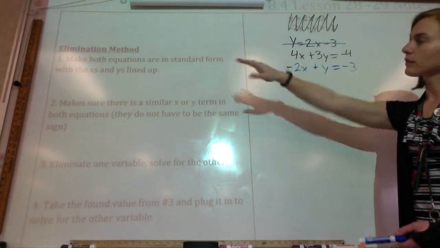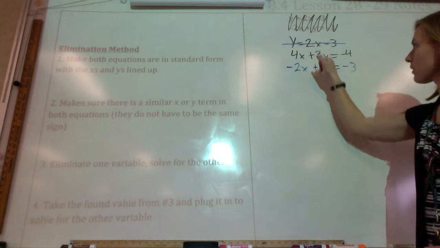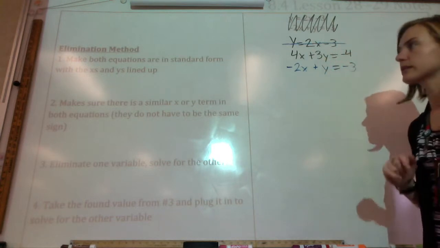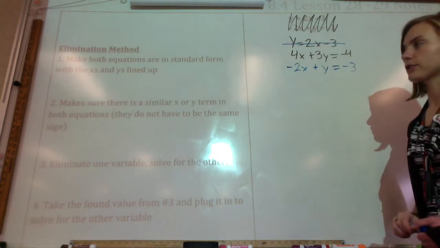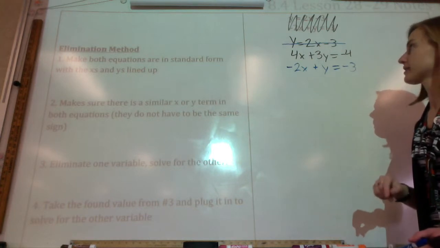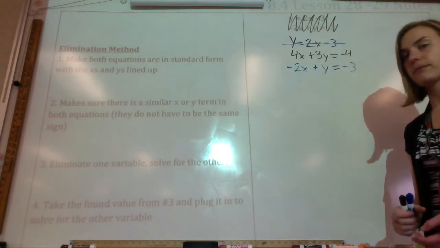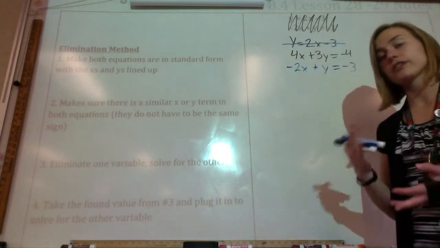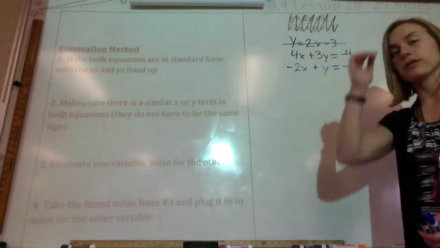Now, did we do the rest of number 1 and make sure the x and y's are lined up? Well, we have our x's together, our y's, our equals, and everything else. So we did step 1. Step 2 says make sure there is a similar x or y term in both equations, but they don't have to be the same sign. We don't have that, so we need to change them. We can change one of the equations so that we have something similar in both of them.